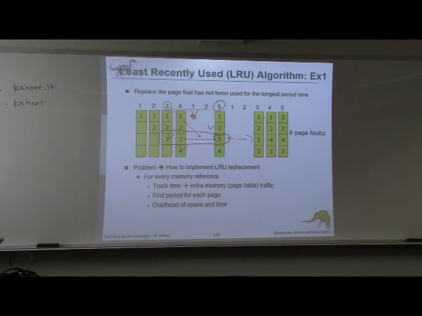So the total number of page faults is 8. So it's better than first in, first out. Not better than the optimal, but it's better than first in, first out. Problem?